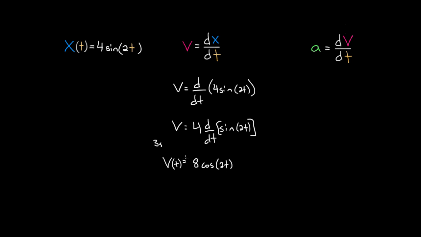Or if you leave it general in terms of t, it's basically giving you the velocity at any moment in time, whatever time you plug in here. And then you can keep going. I can find the acceleration by taking one more derivative. So I take that velocity function, which is the derivative of the position function, and I take the derivative of it, which is 8 cosine of 2t.